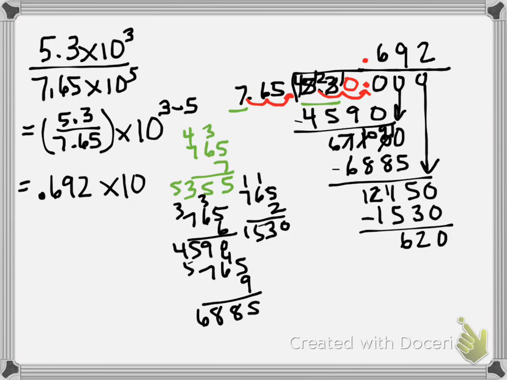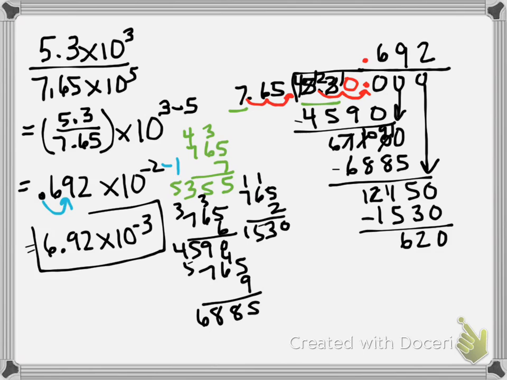So at this point, we've got 0.692 times 10 to the negative second. Do we need to make an adjustment? Yes, we do. So we're going to have to move the decimal point one spot. And what sign are we going to put on that 1 in the exponent? Negative. I had a very small number because the first thing I saw was a decimal, so it would be a negative. So the answer is going to be 6.92 times 10 to the negative 3, since negative 2 and negative 1 is negative 3. Okay? So that's what you're going to be doing on your homework tonight.